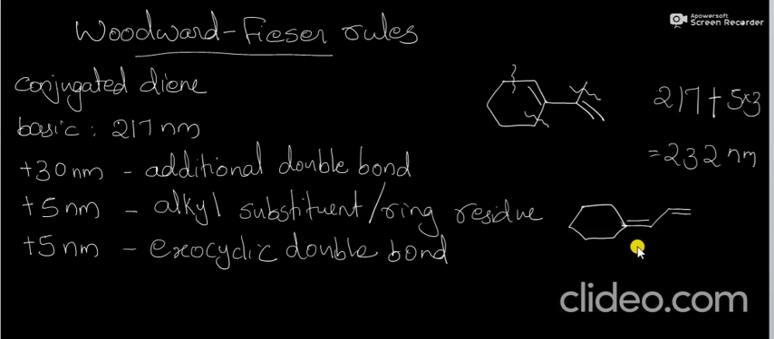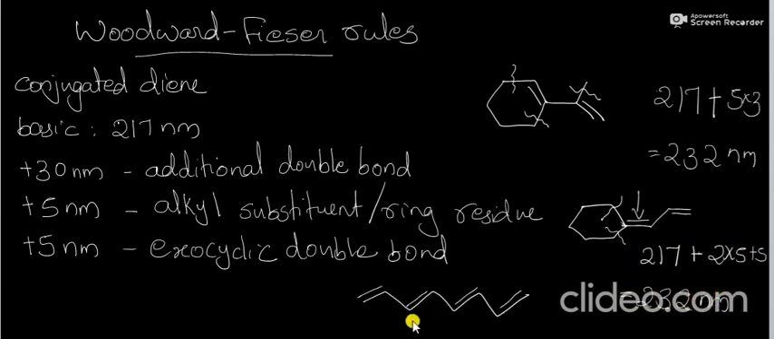This is another example. Calculate the lambda maximum for this compound. Here also it is acyclic chromophore diene. So basic value is 217 nanometer. 217 plus ring residues are 2, 1, 1. So 2 into 5, 10 nanometer. Then this is our exocyclic double bond. So plus 5 nanometer. So totally 217 plus 10 plus 5, which is equal to 232 nanometer.